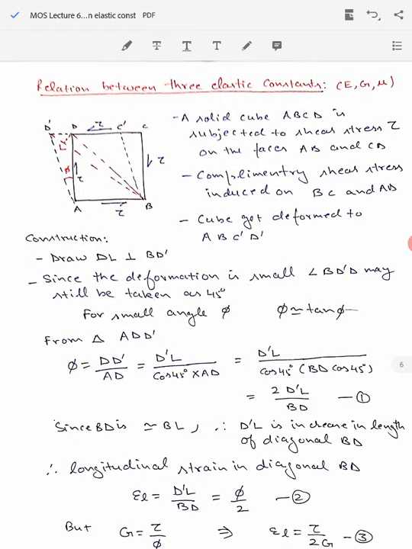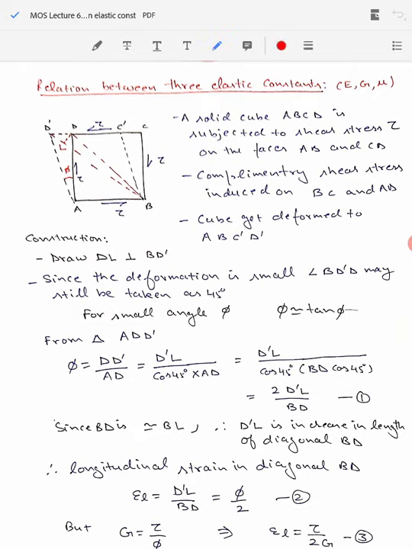Now we have four constants in our hand. One is E, another one is G, third one is mu, and the fourth one is the bulk modulus K. Let's try to establish a relationship between these elastic constants. Are there mathematical relations available? Let's see. So first let's have the relationship between E, G and mu.